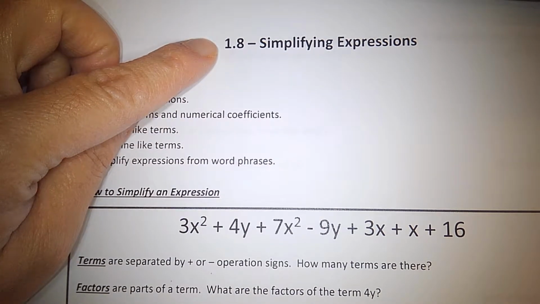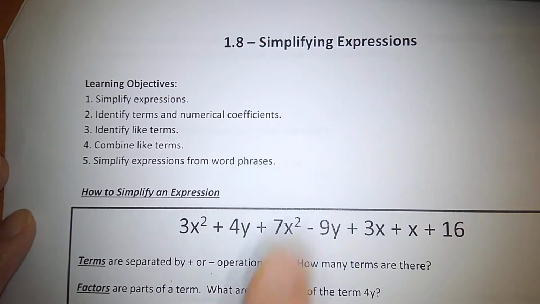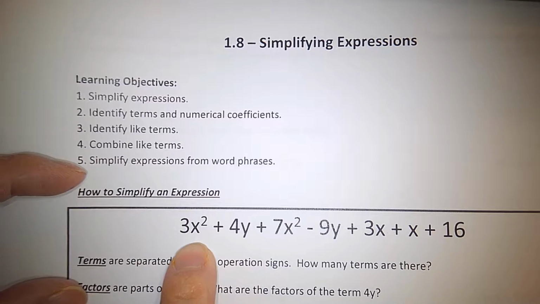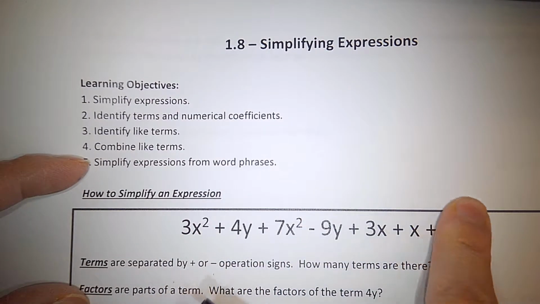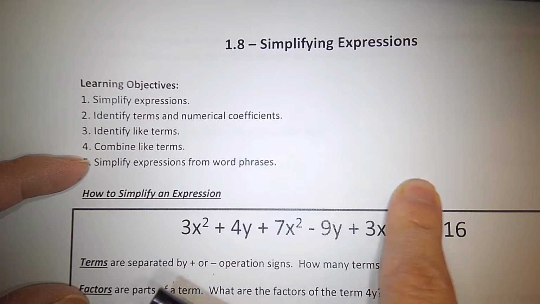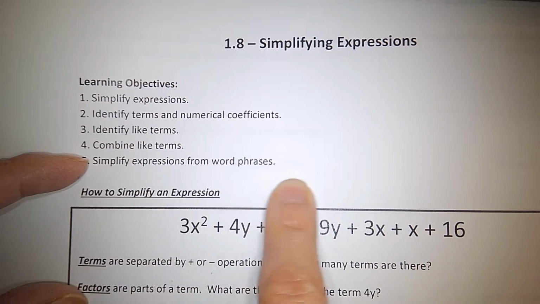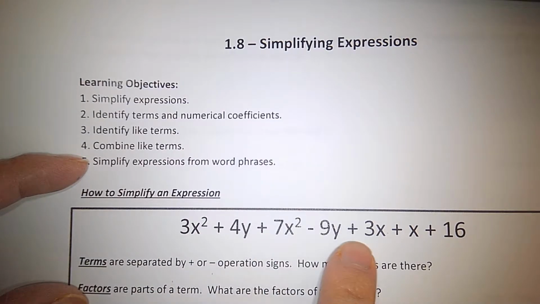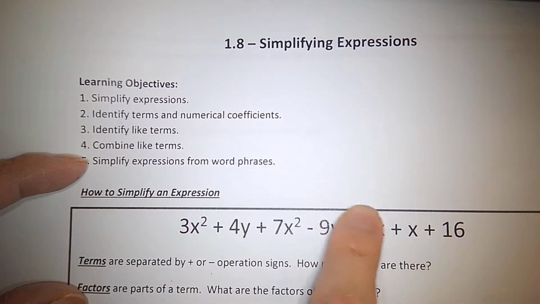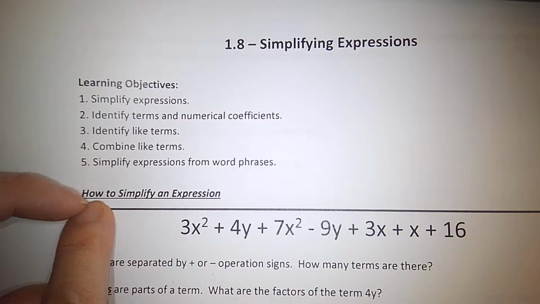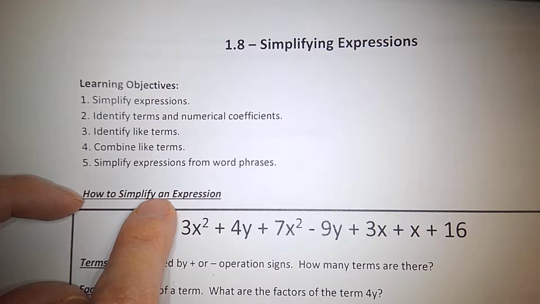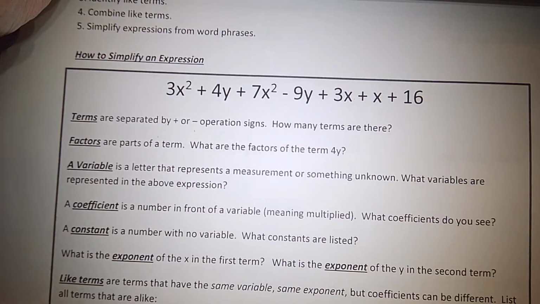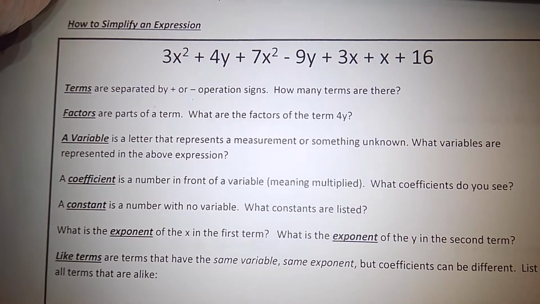So section 1.8 is about simplifying expressions, okay? What things are called expressions? This type of thing, using variables and numbers and operations put together, is called an expression, okay? We need to know how to simplify a given expression. In order to do that, we need to understand these words and phrases, okay?